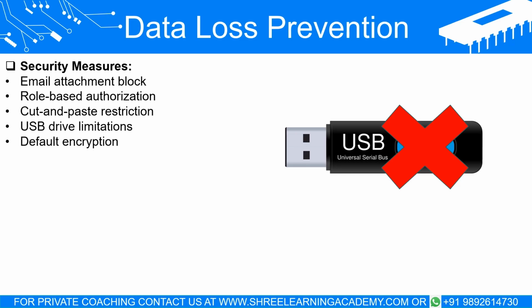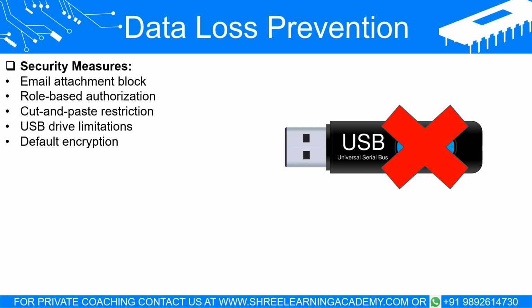Job role-based authorization. Based on what your job is, DLP gives you a badge. Think of it as a digital ID. It only allows you to access certain rooms or data. For example, an HR representative might have access to employee records but not customer data.